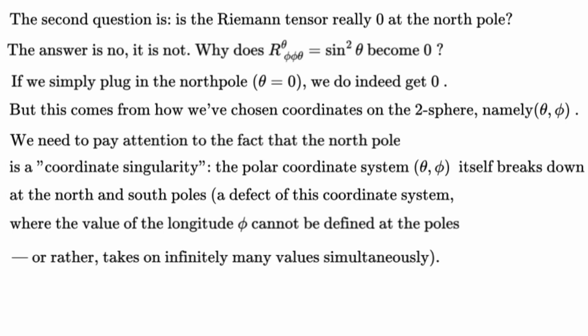We need to pay attention to the fact that the North Pole is a coordinate singularity. The polar coordinate system, theta, phi, itself breaks down at the north and south poles, a defect of this coordinate system, where the value of the longitude phi cannot be defined at the poles, or rather, takes on infinitely many values simultaneously.